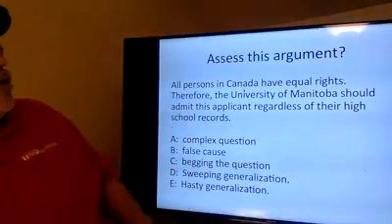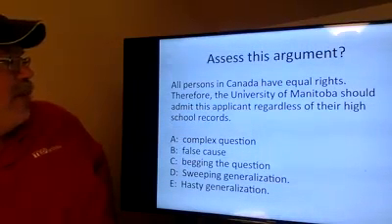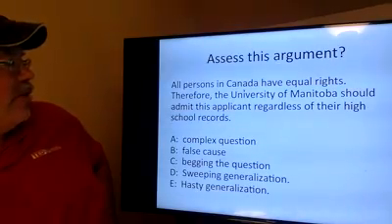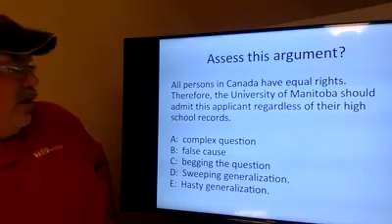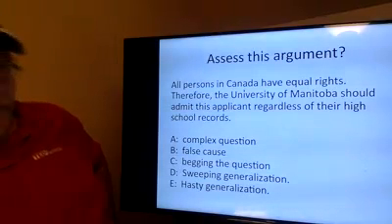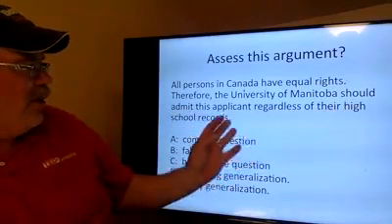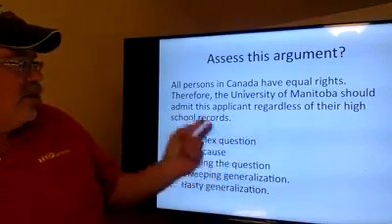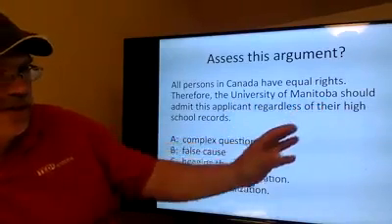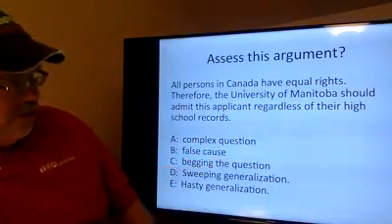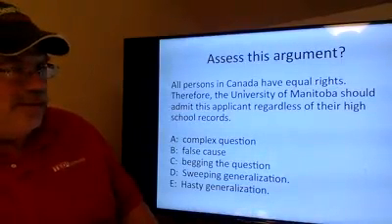So, all persons in Canada have equal rights. Therefore, the University of Manitoba should admit this applicant regardless of their high school records. Huh. There's actually a few things going on there. For one thing, I probably should have capitalized High School, so that it's not that their school records are high, but rather their secondary school records. Maybe the grades aren't exactly fantastic, is what I'm supposed to be trying to say.